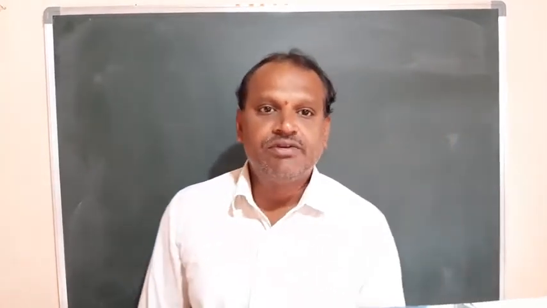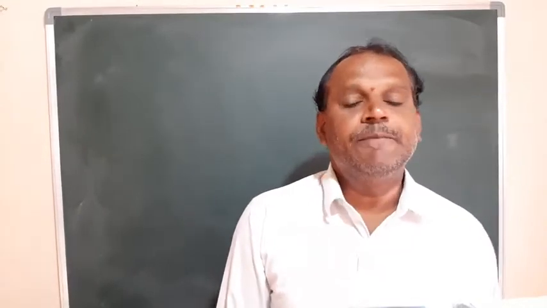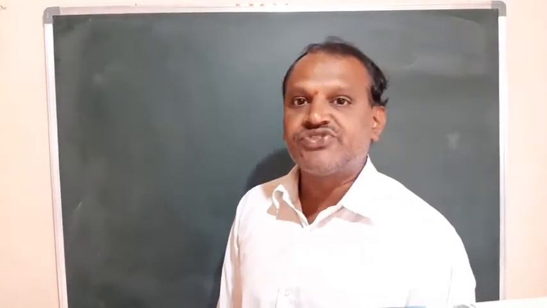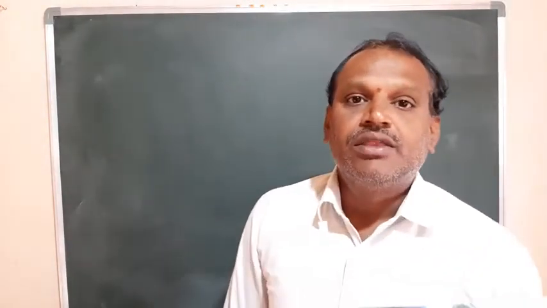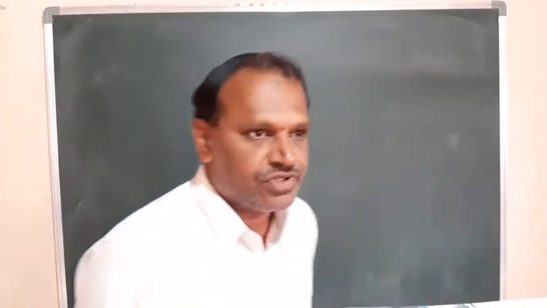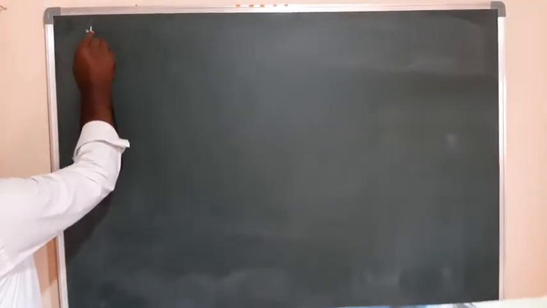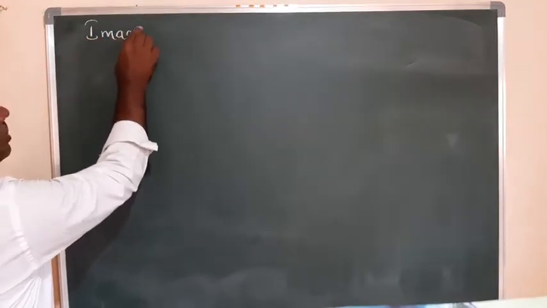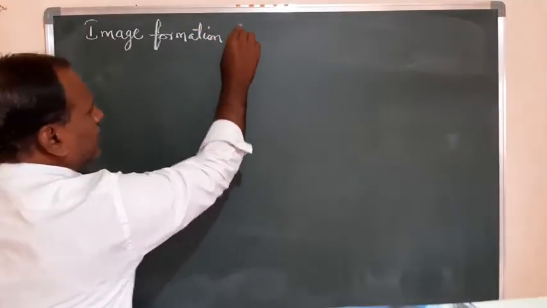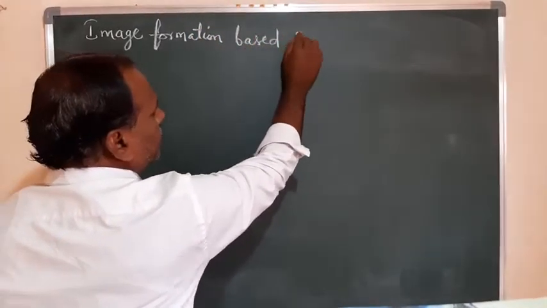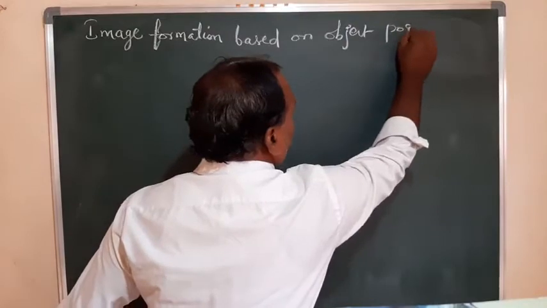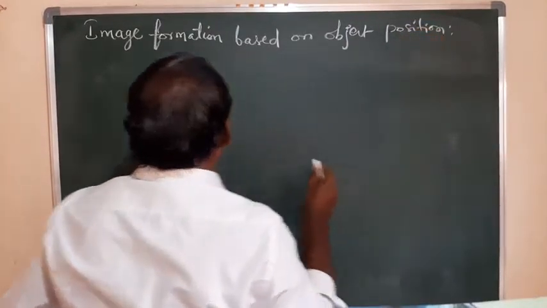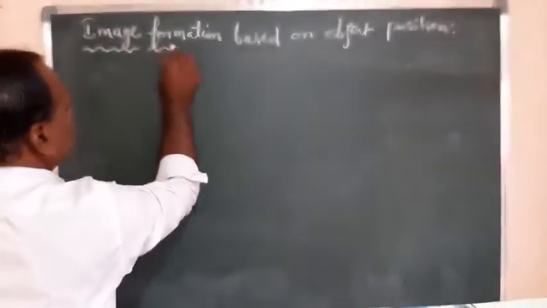So this information about the lens was derived in the last class, the last video, right? Now I will give you the information about image formation for the different positions of the object. That is, image formation based on object position. How you place the object determines how the image is formed.